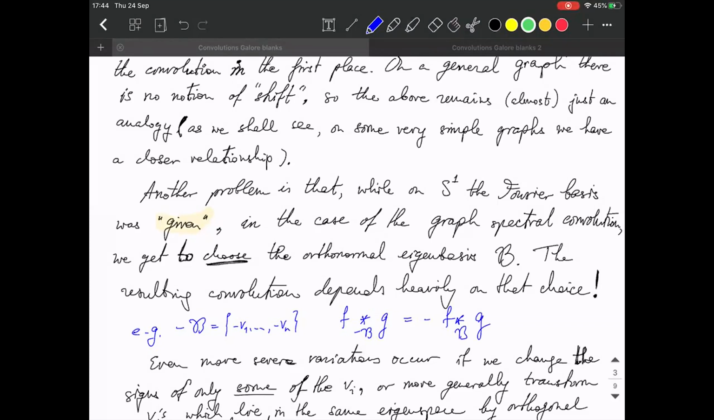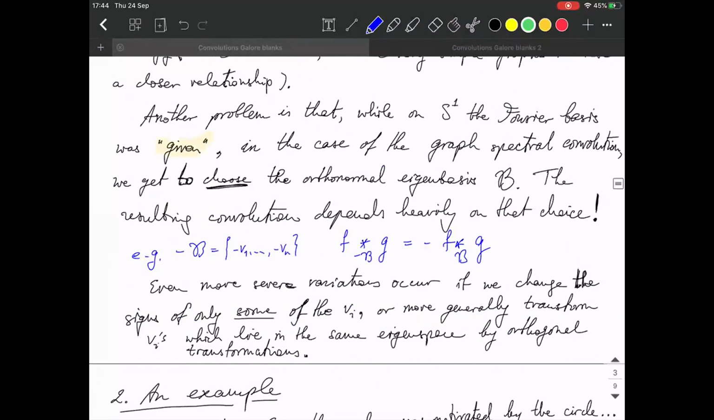Okay, and that's just what happens if we just multiply by -1. But what happens if we flip the signs of just some of the basis elements, or what if the Laplacian has repeated eigenvalues, and then we can apply orthogonal transformations to orthonormal bases of these eigenspaces and get completely new bases. And well, the result is dramatically different.